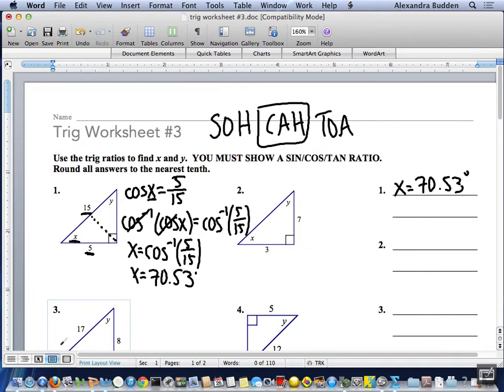Now I need to find y. I again could set up another ratio to find y, but there's an easier way. Let's think. What do we know about the 3 angles in a triangle? Oh yeah, they add up to 180 degrees. So right now I have 70.53, which is x, plus 90, this right angle, plus y is equal to 180. 90 add 70.53 is 160.53, plus y is equal to 180. So I need to do 180, subtract 160.53.